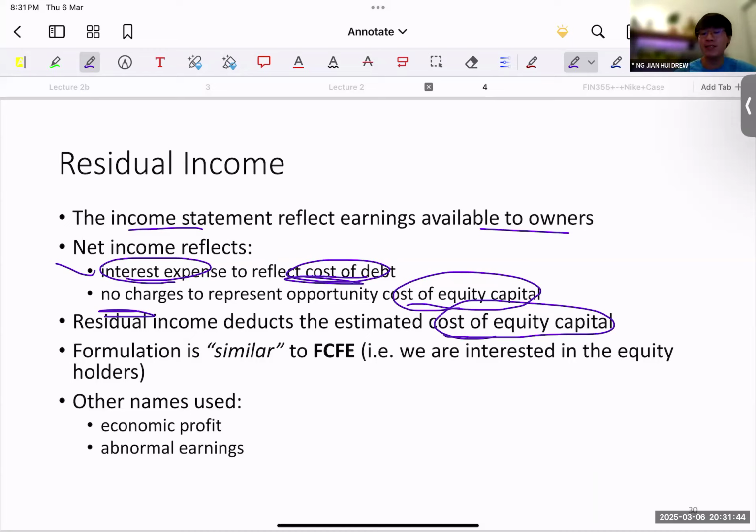And so, because we're going to consider the cost of equity, the formulation of your residual income is very similar to your free cash flow to equity holders. And therefore, in any discounting of this residual income, we're going to use the cost of equity. Some other names for residual income are economic profits or abnormal income.